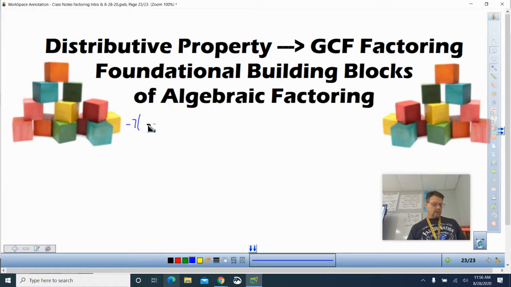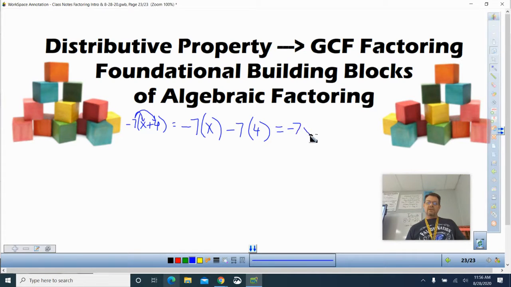-7 times x plus 4. That's a little small. We'll have to manage that. So what does that mean? Well, a lot of times you say, that's just -7 times x, and you do it like that, right? And that's fine. But I'm going to write it out. What does that really mean? It means -7 times x minus 7 times 4. And then that gives you -7x minus 28.